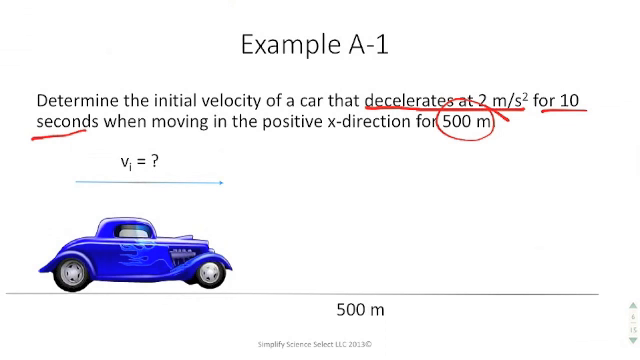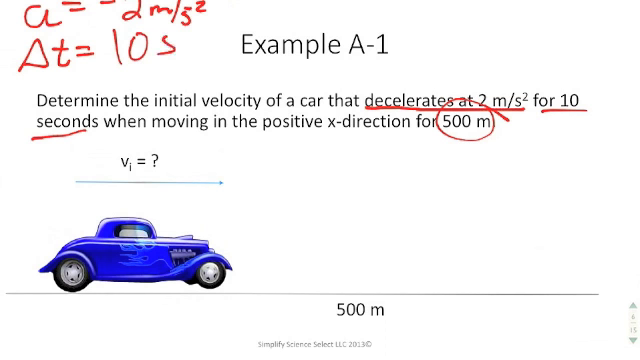Now I will tell you that this is a very, very difficult question. So before we do that, let's get started and say, okay, what do we know? We know that the acceleration is going to be negative 2 meters per second squared. In addition to that, we know that the time is going to be 10 seconds. And then we know that it is moving in the positive direction for 500 meters. Delta D is 500 meters. And we're trying to solve for the initial velocity.